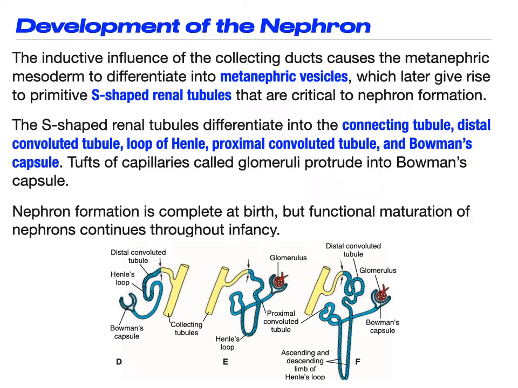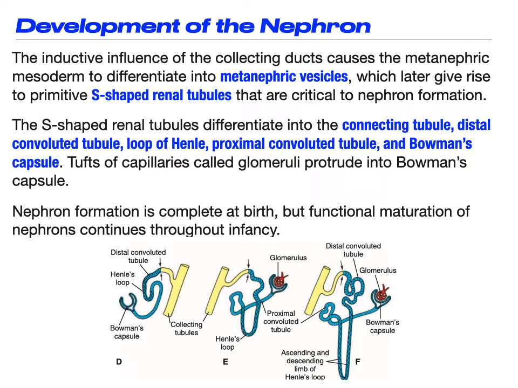The cells in the collecting tubules deliver a signal to the surrounding metanephric mesoderm that the collecting system is in place, triggering the formation of the nephrons. The nephrons are the basic functional units of the kidneys, and they start forming during week number 8. Each newly formed collecting tubule is surrounded by a cap of metanephric mesoderm.